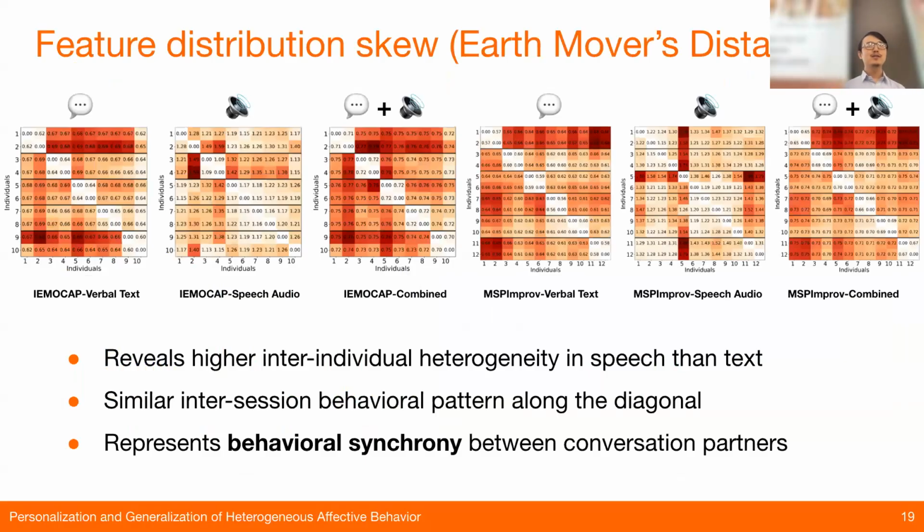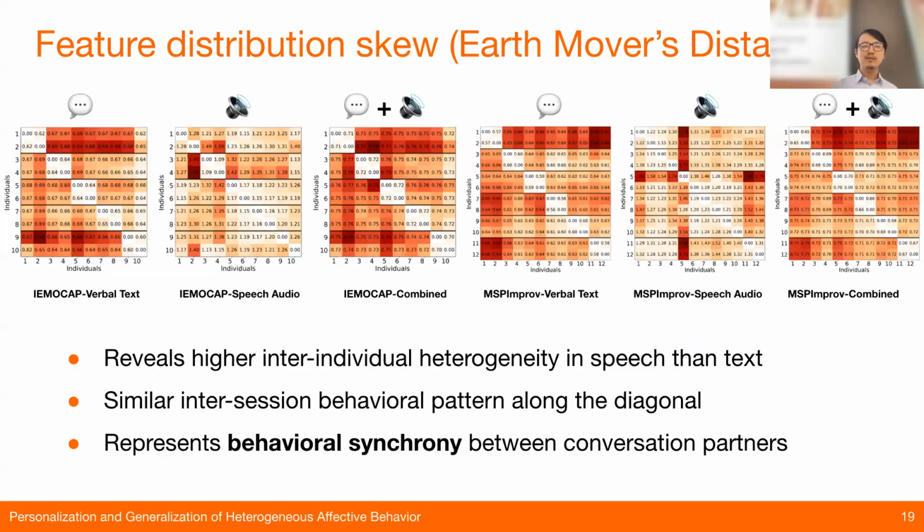So this result shows feature distribution skew using Mahalanobis distance. Here we can see heat maps, which basically show the Mahalanobis distance between the different clients' feature spaces. One thing we can observe is that the individual heterogeneity is much higher in the case of speech than text, which is somewhat expected. The combined one lies somewhere in between.